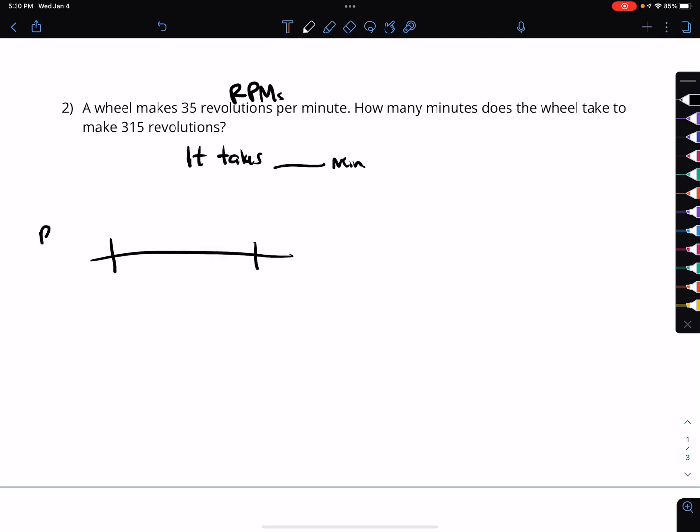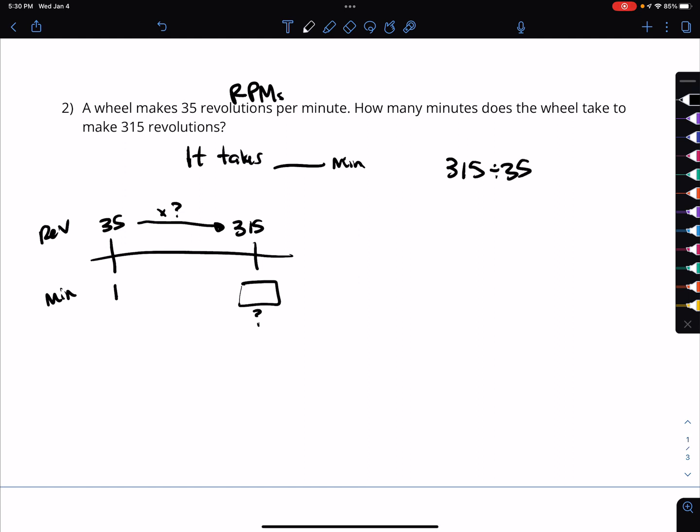And so these are revolutions per minute. And we know that in 1 minute there are 35 revolutions. And we are curious, what about 315 revolutions and blank minutes? So we need to figure out how many times does 35 go into 315 so that we know what to multiply this by. And so we can figure that out using division. So 315 divided by 35.